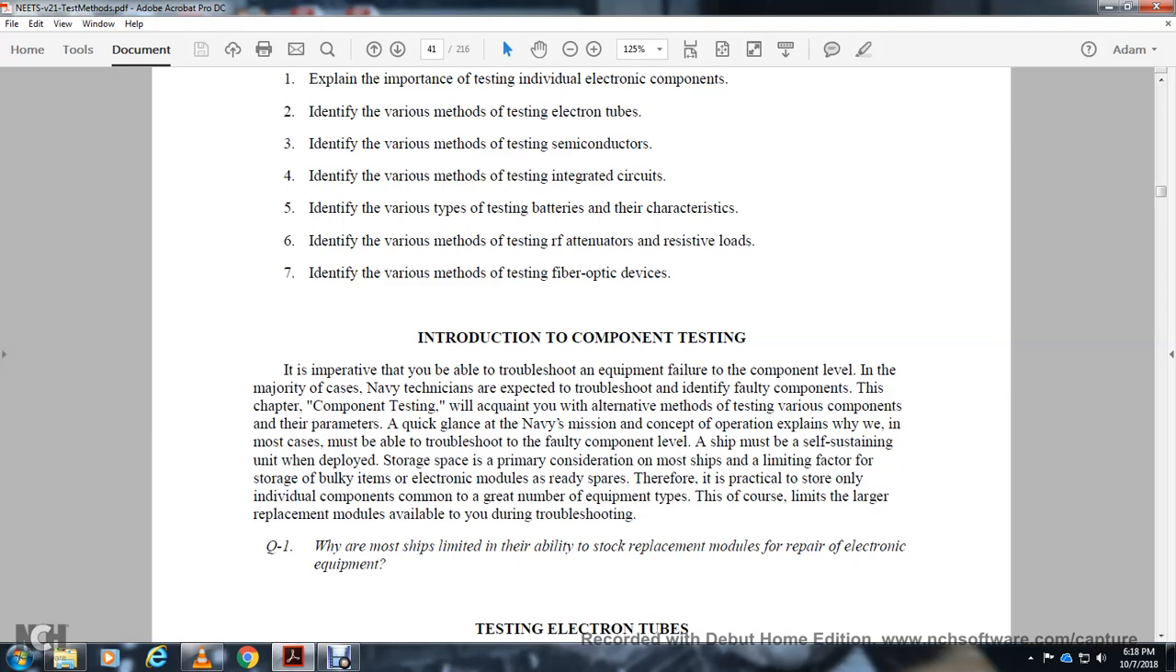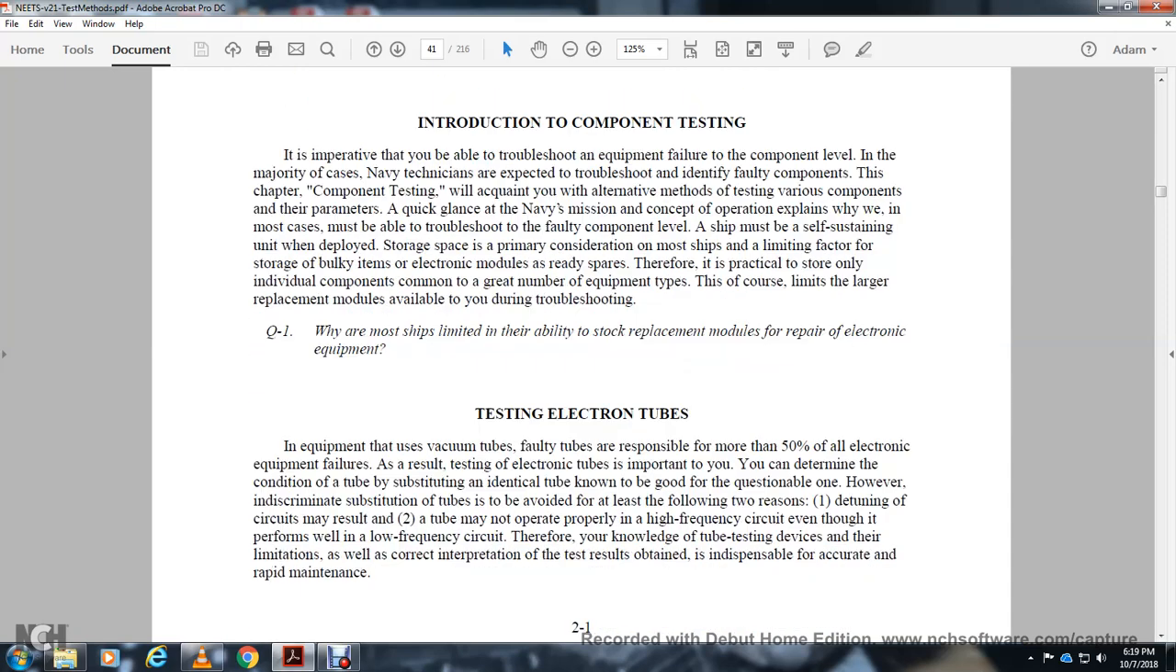Storage capacity is the primary consideration aboard ship. The limiting factor in storing bulk items is that electronic modules are ready spares. Therefore, it is practical to store only individual components, given the great number of equipment types, which of course limits the larger replacement modules available during troubleshooting. Testing electron tubes.